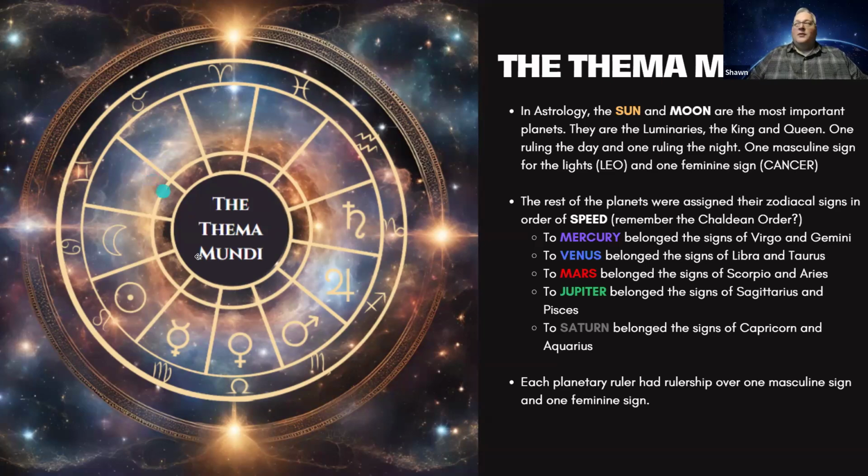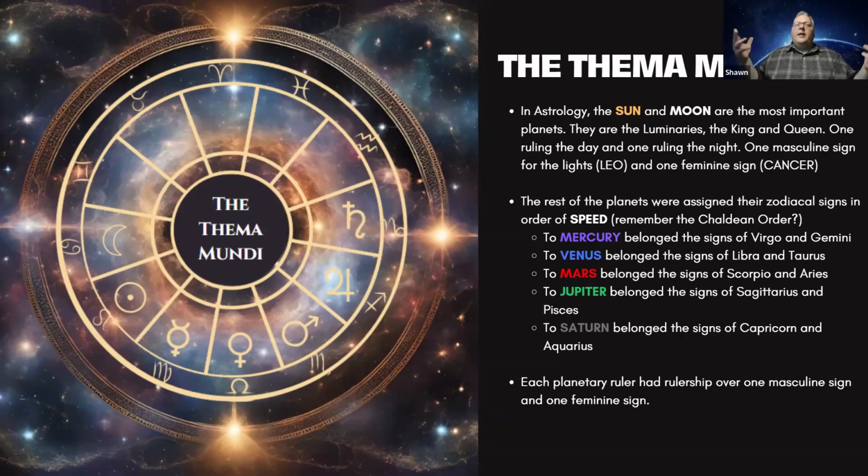Then Venus was the next fastest planet. And so Venus ruled the next two signs, Libra and Taurus. Then Mars, who ruled Scorpio and Aries. Then we get to Jupiter, who ruled Sagittarius and Pisces. And lastly, at the far edge of the Thema Mundi, we have the signs of Capricorn and Aquarius, which were ruled by Saturn. Now, it's important to note here that each one of the other planets, from Mercury to Saturn, had rulership over one masculine sign and one feminine sign.